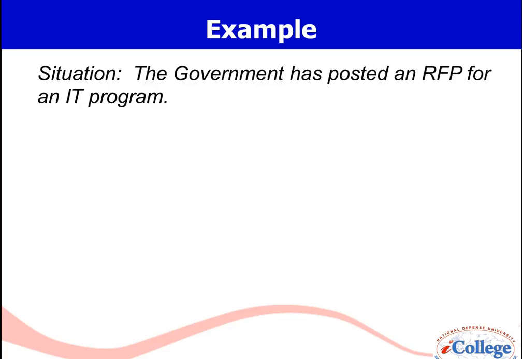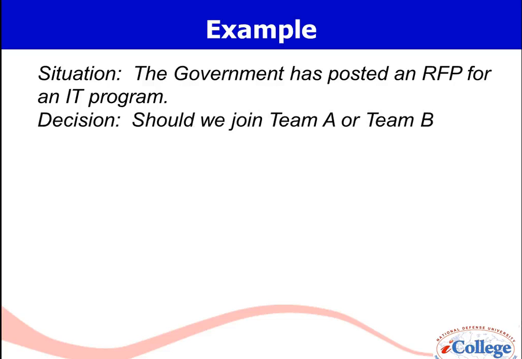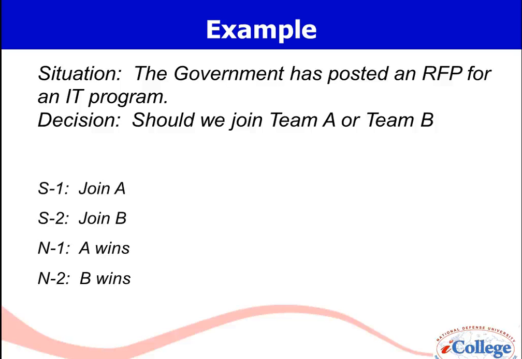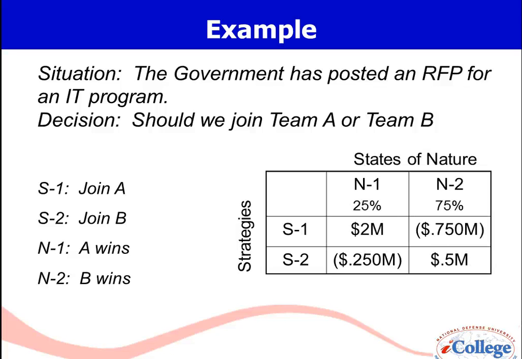An example might be that the government has posted an RFP for a program. And I have a choice of joining contractor team A or contractor team B. So these are my choices. And the 2 states of nature that I'm concerned about are A wins or B wins. Now, contractor B has a higher probability of winning than A.